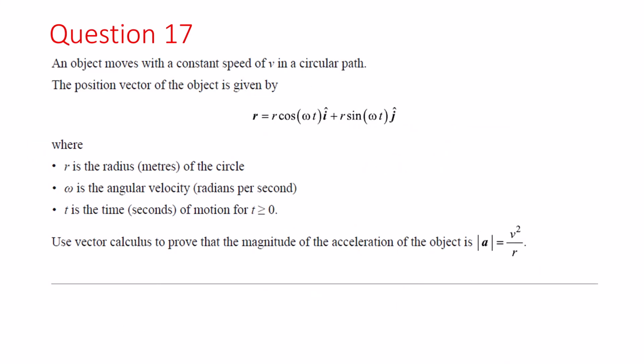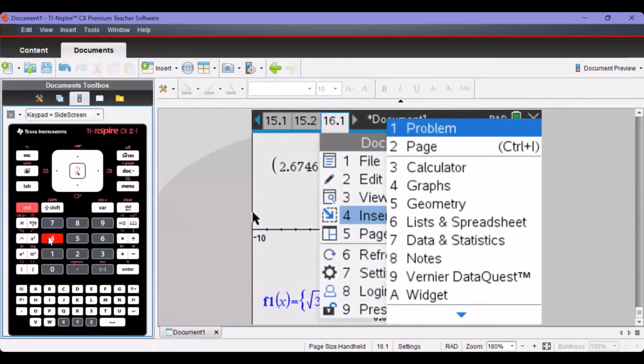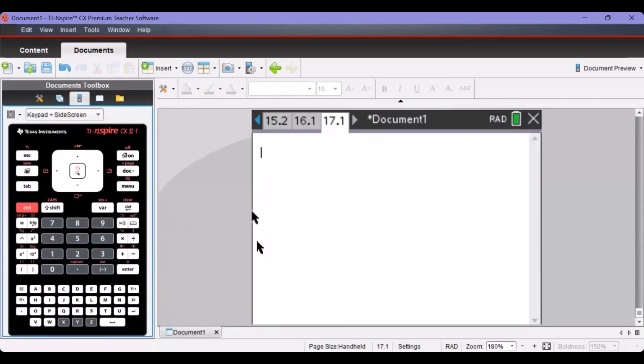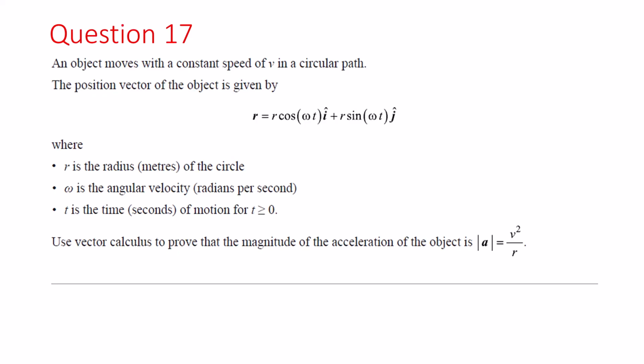Question 17, press doc, 4 for insert, 1 or enter for problem. Press enter. TI-Nspire can't be used in question 17. So what you do is you differentiate once to find the velocity vector and then find v squared, and what you'll find is that v squared equals r squared omega squared. Differentiate v again to find a and then find the magnitude of a. The magnitude of a is given by r omega squared.